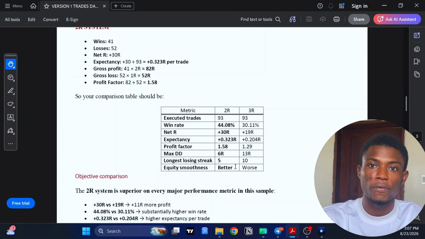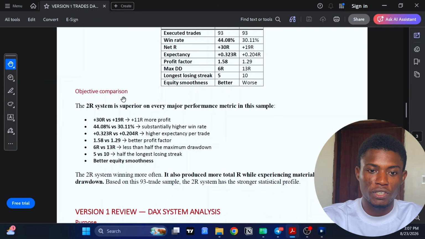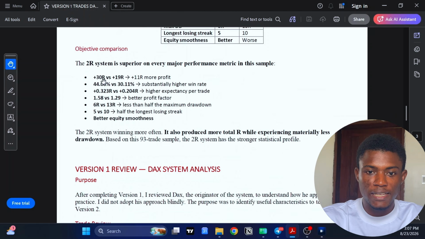And the losing streak for the 2-hour system is half of what the losing streak of the 3-hour system happened to be. Then for the observation of the comparison, right? So which one has a more superior performance metric? For the total RR, 2R did better. For the percentage win rate, 2R did better. For the higher expectancy, 2R did better. So 2R did better in everything, right?